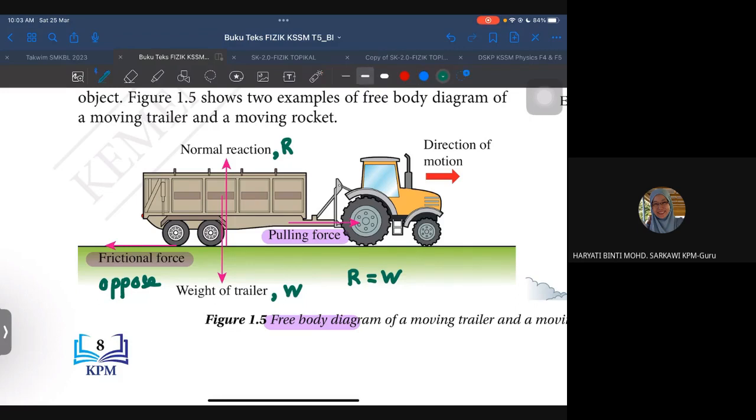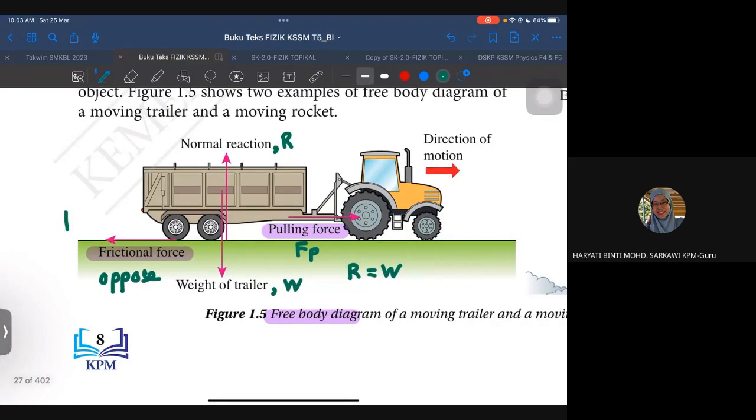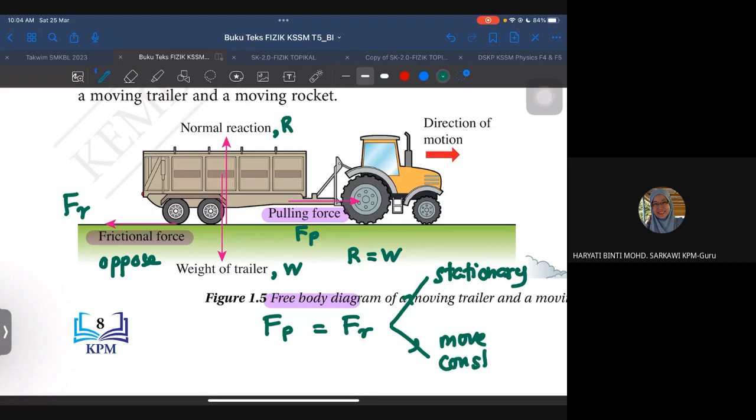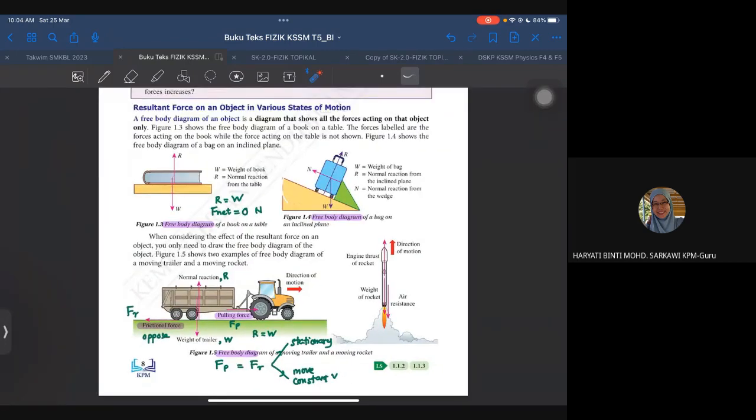But actually, like this, let's say I label this as FP, pulling force, and then frictional force, FR. So if FP is the same as FR, the frictional force the same as the pulling force, there will be two situations. One is the object will be stationary. Another one, it will still be moving, but with constant velocity. So we will look at this more when we are talking about forces in equilibrium. Okay? But from the knowledge that you have just now, you only know about this stationary. If they are the same and opposite in direction, the object will be stationary. But there are some more conditions, okay? Moving at constant velocity also will get like this. Okay, look at this.